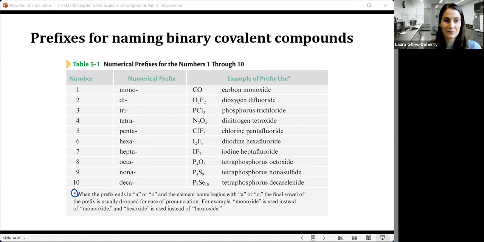And then here it reminds you, when the prefix ends in an A or an O, and the element name begins with A or O, then you drop the final vowel. For example, monoxide is used instead of monooxide, and hexoxide is used instead of hexaoxide.